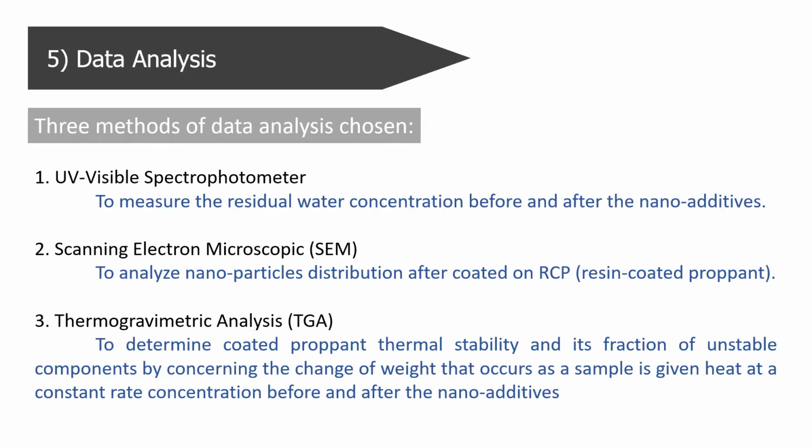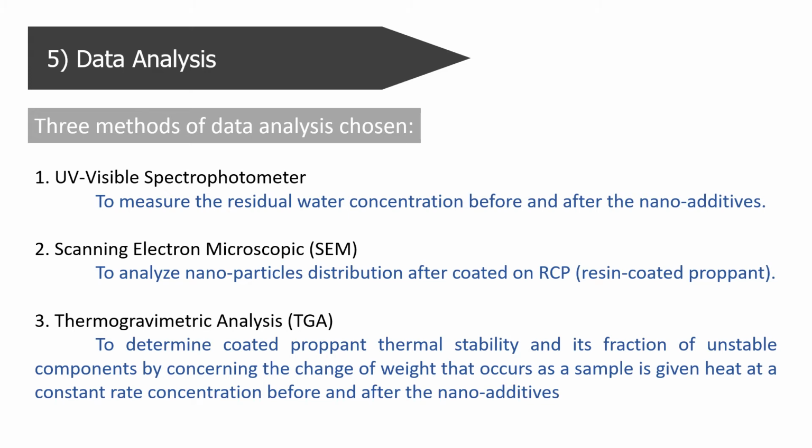For the data analysis, the data and results gained from this experiment will be measured and tabulated. A graph of scale inhibitor versus pore volume will be plotted to see the emission or desorption profile of the scale inhibitor chemicals from the coated propane. And lastly, the results will be compared and the best outcome will be gained.